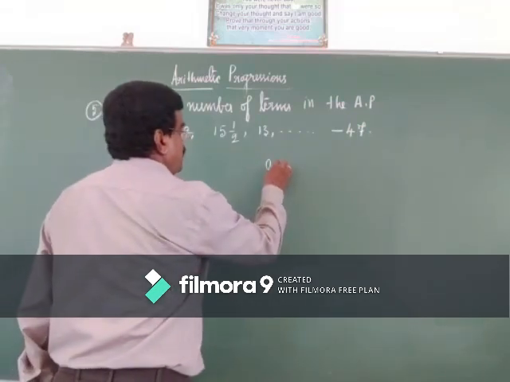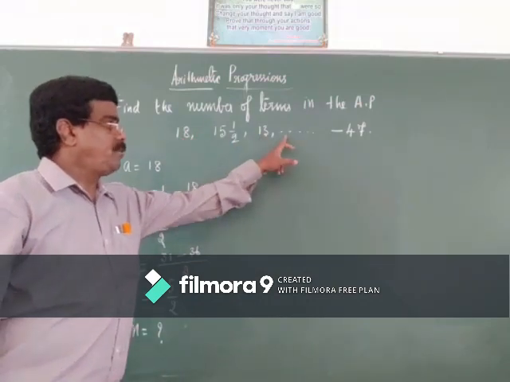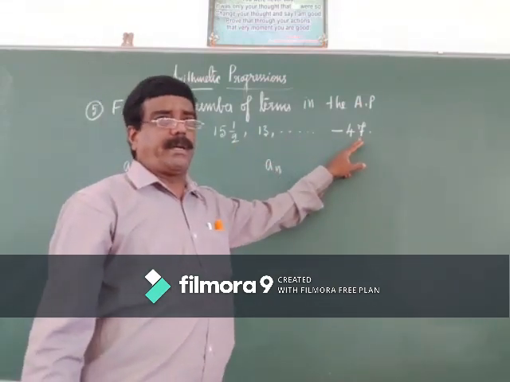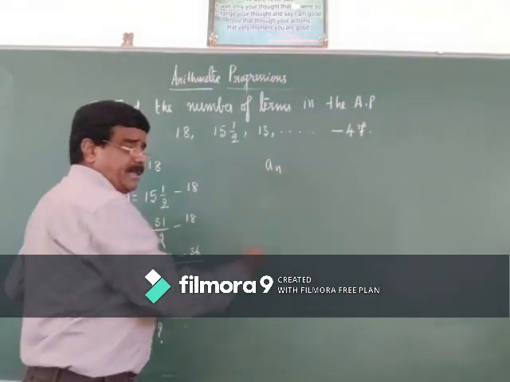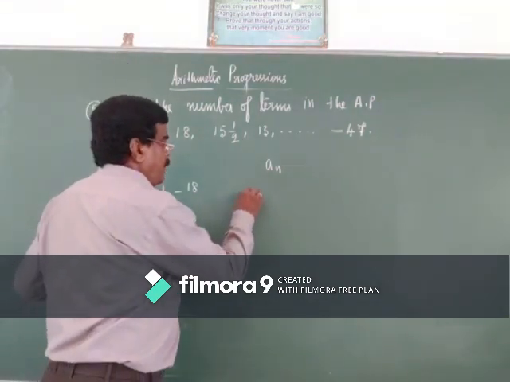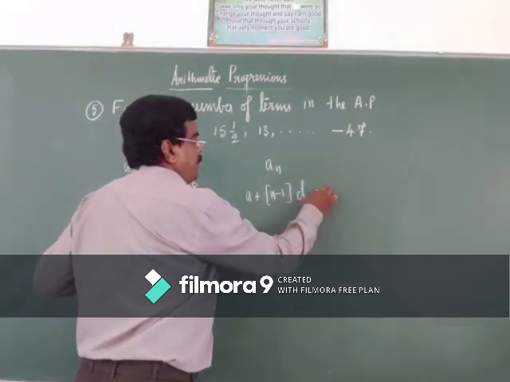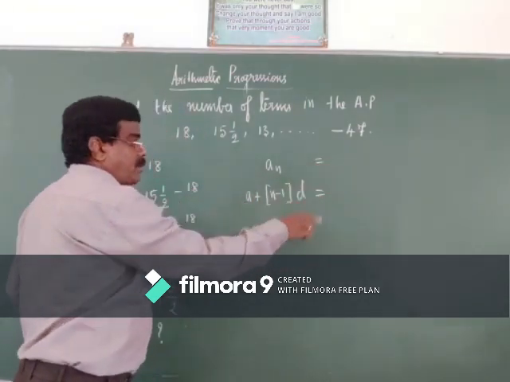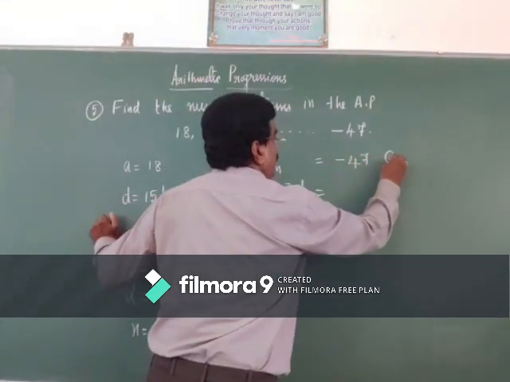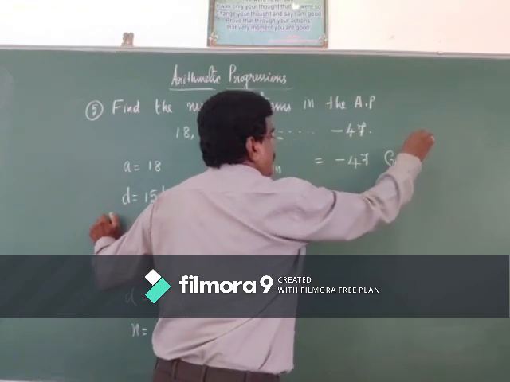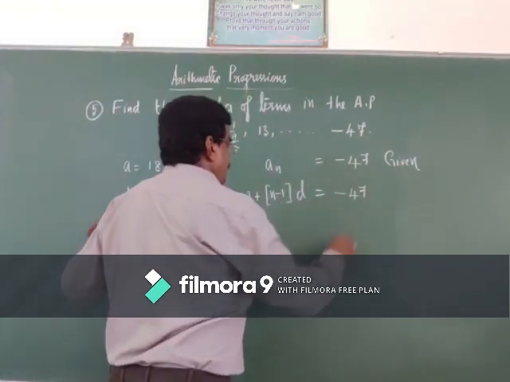Now in the previous sum also we did like this, because first term, second term, third, fourth, fifth, like that, somewhere you get minus 47. You must find out that only. So write down an, then below this write down the formula: a plus n minus 1 into d equals an. Then minus 47, this is given. So let us write minus 47 again.